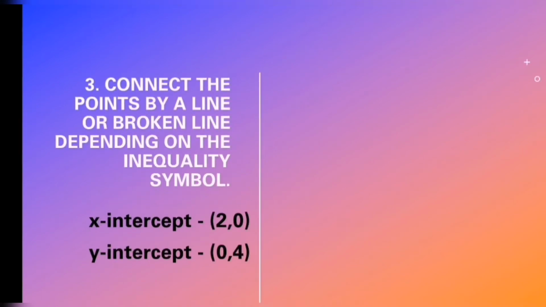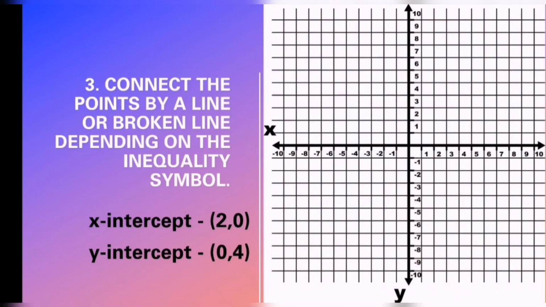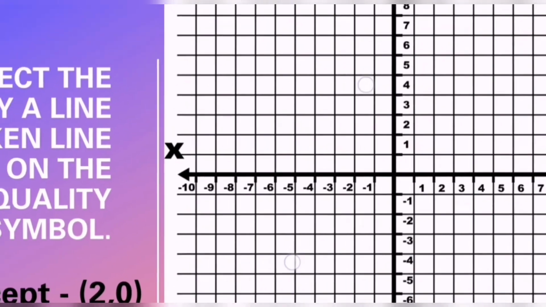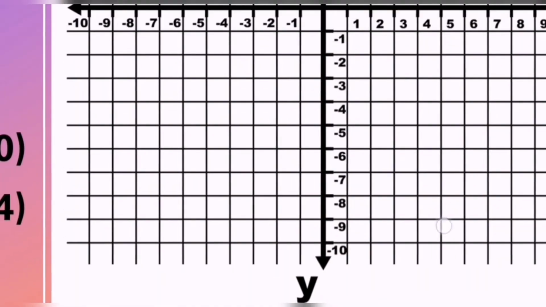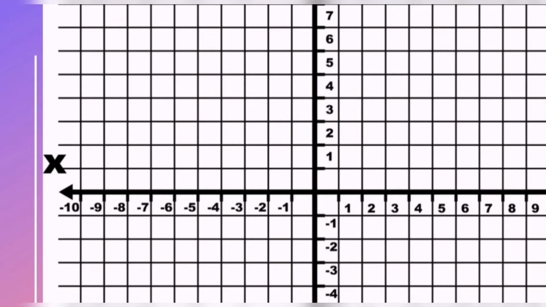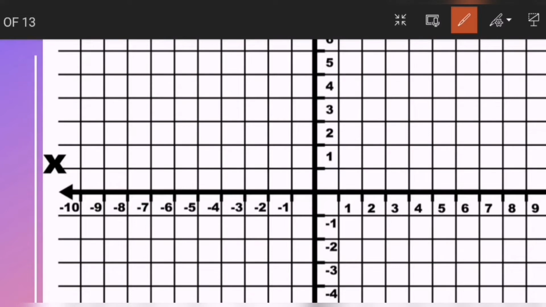Okay, so ito, graph na tayo. Connect the points by a line or broken line depending on the inequality symbol. Okay, so you listen to this kasi ito ay importante. So you now have the x and the y-intercept. The 2, 0, and 0, 4. So plot muna natin yon bago natin i-connect. Okay, so you have 2, 0, 0, 4. Okay, so 2, 0. Ito yung 2, 0. Ito yon. And then 0, 4, which is the y-intercept.